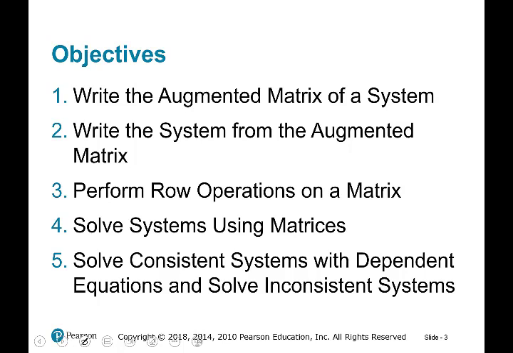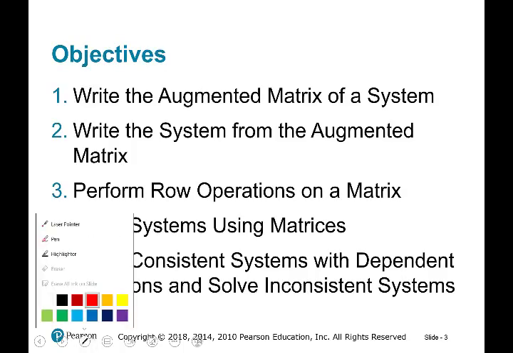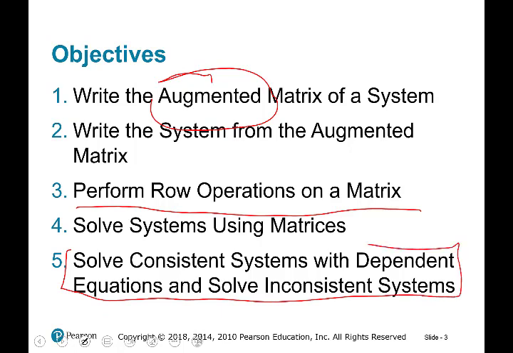So these are the objectives. First, we're going to work on setting up the solution of a system of linear inequalities using augmented matrices. We're going to see how that works. And then after that, we're going to perform row operations. First we're going to work with augmented matrices, then we're going to perform row operations on a matrix to solve these systems. And then we're going to talk about special cases, which are dependent equations and inconsistent systems.